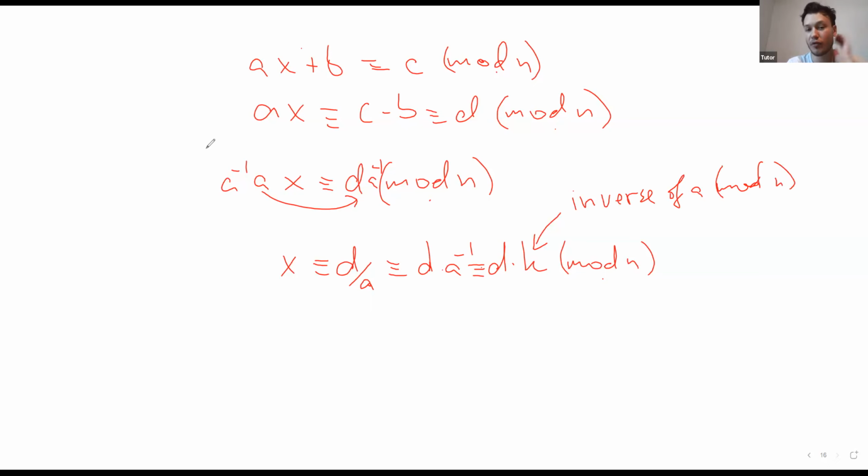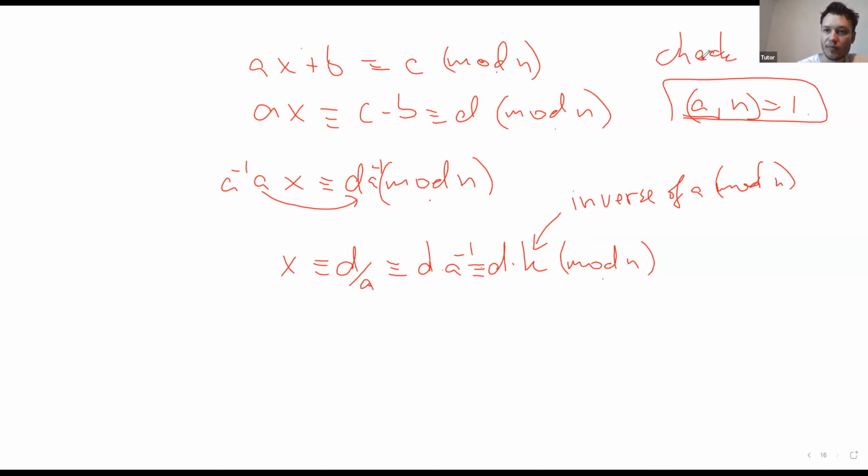Now, in order for this k to exist, we need one more thing. In order to have the inverse of a, we need a and n to be a good pair. So check that they're a good pair first. After we check that they're a good pair, you can do this thing. All right, cool. So this is basically the idea with modular inverses.